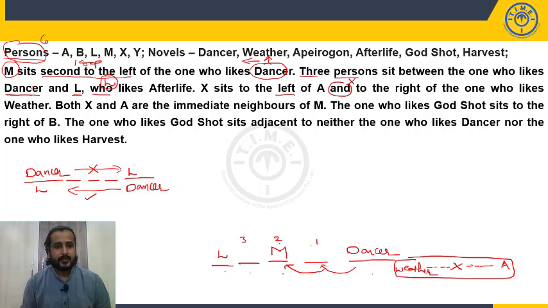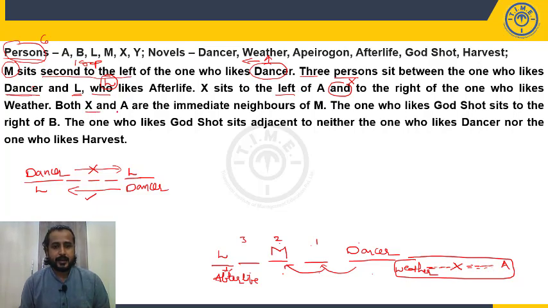Now earlier we have L likes afterlife. So here I can fix afterlife. So L likes afterlife. Okay, now fine. So X is to the left of A and X is to the right of the one who likes weather. But it can be anywhere in the arrangement, right? Because we don't know the definite positions of these. Okay, what is the next clue given?